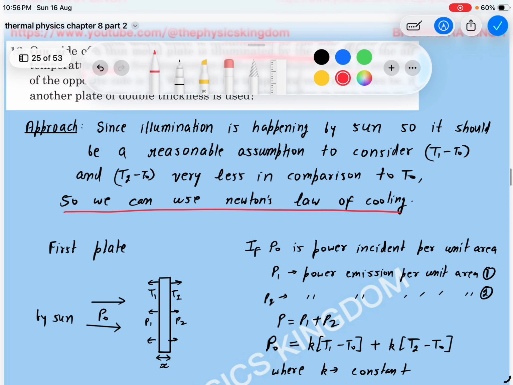So for first plate, since it's a plate, area not given, so I am considering it as a unit area. So suppose P0 is power incident per unit area from sun. Then whatever power is incident, at equilibrium temperatures, power emitted per unit area from both the surfaces should be same as power incident, right? So P0 is equal to P1 plus P2. So P1, what I am saying, power emission per unit area from surface 1, P2 power emission per unit area from surface 2. This is surface 2, right?